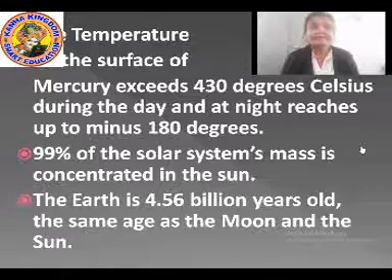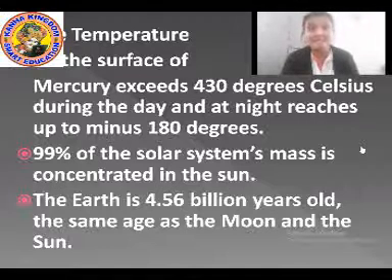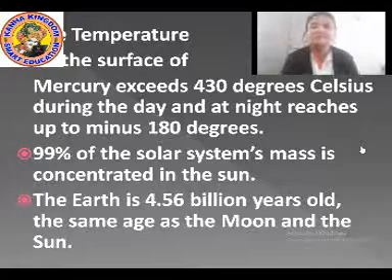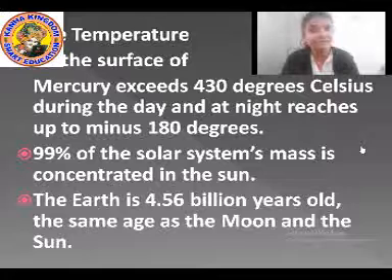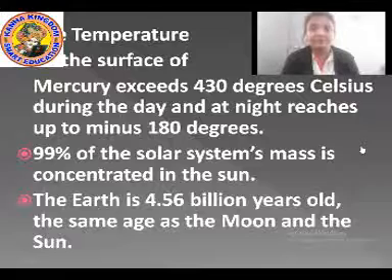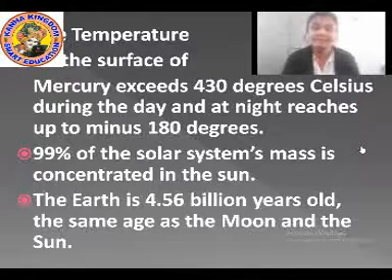Next, 99% of the solar system's mass is concentrated in the Sun, because the Sun is in the center. The Sun is the center of the solar system, right? The heat and the light that the planets receive are from the Sun.